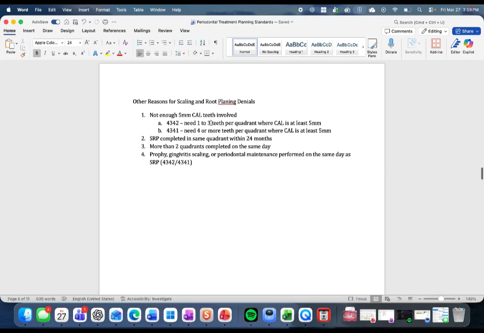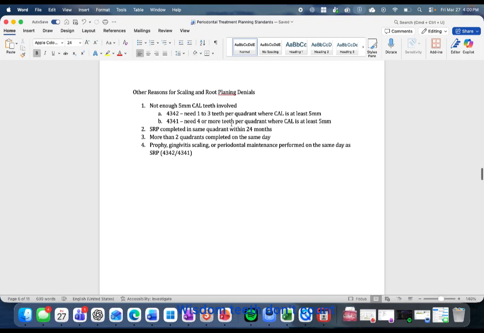Other reasons, maybe you didn't have enough teeth that qualified for the full quadrants, 4341. It needs to be 4 or more teeth with clinical attachment loss, not pocket depth, clinical attachment loss of 5 millimeters. For 4342, 1 to 3 teeth per quadrant. Okay, wisdom teeth don't count. They don't count the wisdom teeth. And they also sometimes don't count second molars where the bone loss was due to an impacted wisdom tooth.